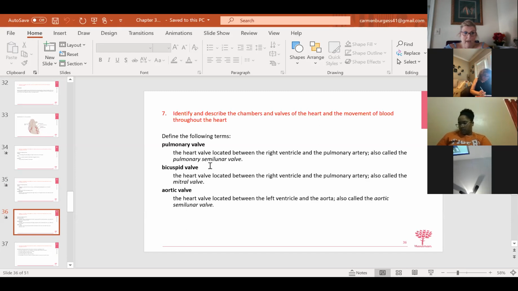Bicuspid valve, that right there tells you there's how many flaps? Two. This is also what you hear called the mitral valve. A lot of people have mitral valve prolapse or mitral valve disease. That is the valve that's located between the left atrium and the left ventricle.